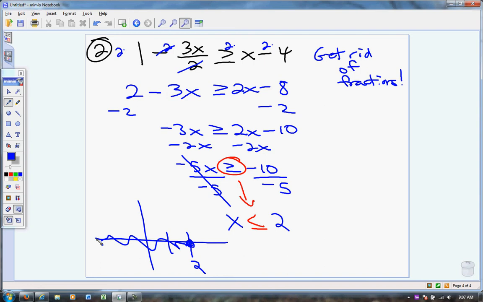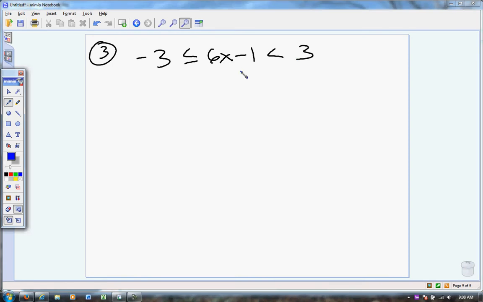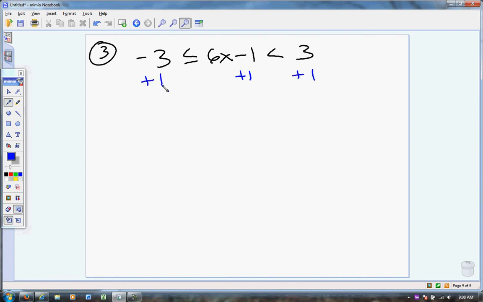Sometimes you'll have the sandwich problems, like this. And if you have a sandwich problem like this one, then you still do it the same way, but you're working with all 3 pieces simultaneously. So if I'm wanting to get x by itself, the first thing I would do is add 1. Well, that means I'm going to add 1 there, I'm going to add 1 there, and I'm going to add 1 there. So you do everything the same, you just do it in all 3 places at once.